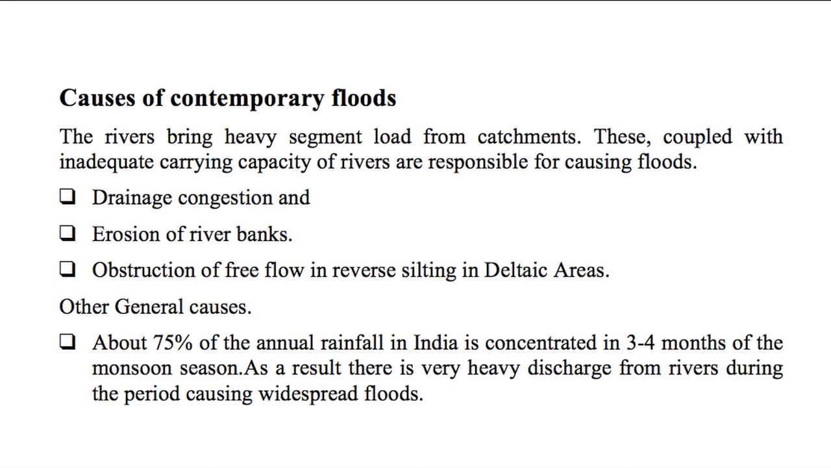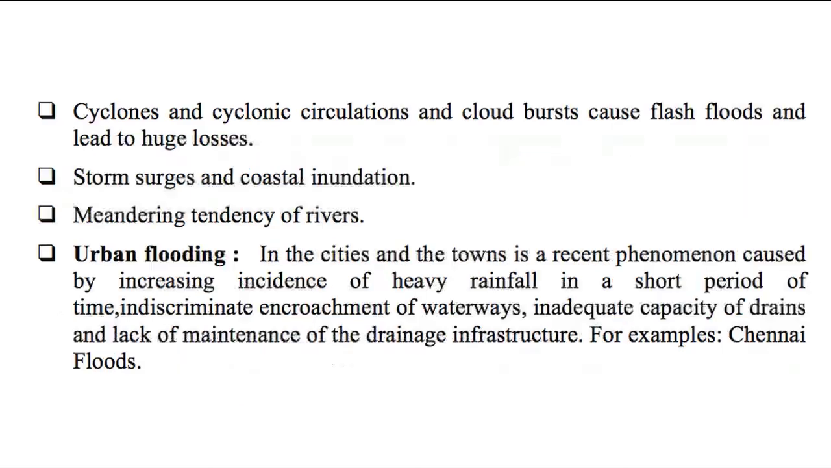Other general causes: about 75% of the annual rainfall in India is concentrated in 3 to 4 months of the monsoon season. As a result, there is very heavy discharge from rivers during the period, causing widespread floods. Cyclones and cyclonic circulations and cloudbursts cause flash floods and lead to huge losses. Storm surges and coastal inundation, meandering tendency of rivers, and urban flooding.